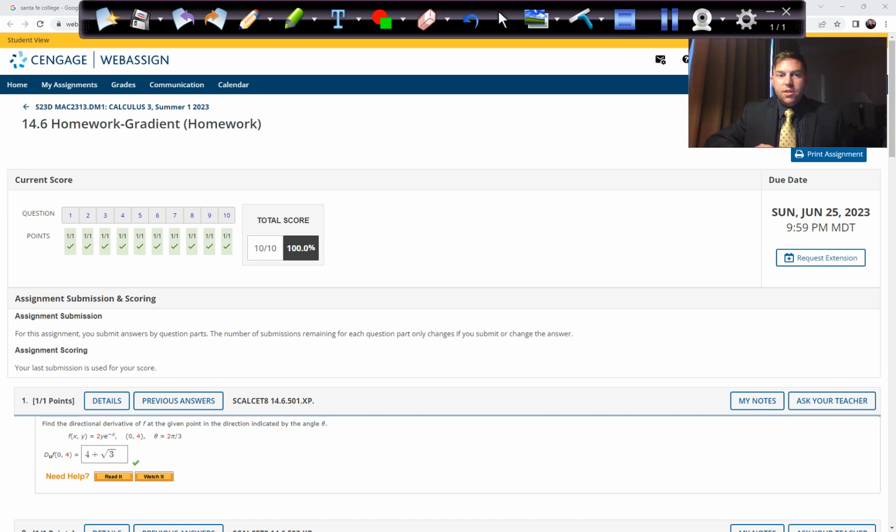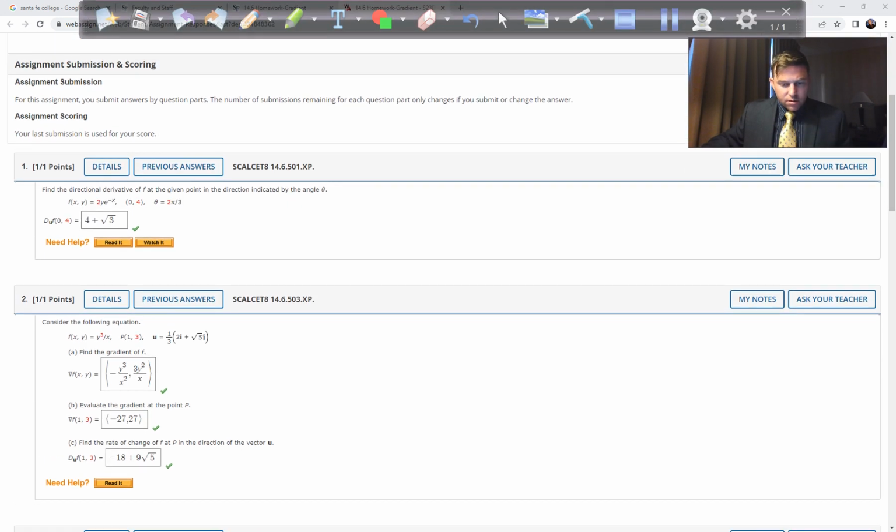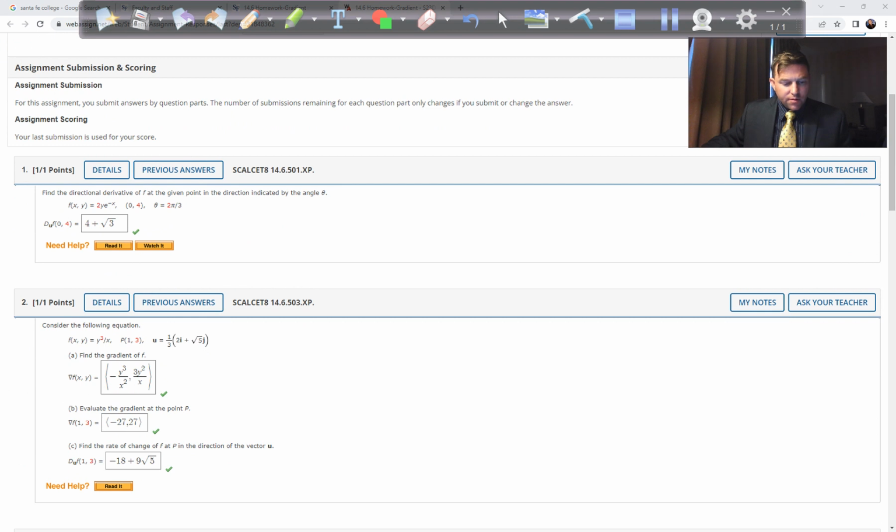Okay, in chapter 14, section 6, we'll talk about the gradient vector. So let's take a look. Problem 1 says, find the directional derivative of f at the given point in the direction indicated by the angle theta.